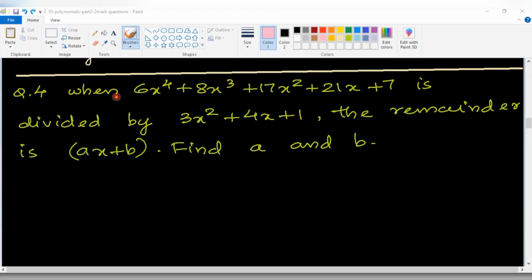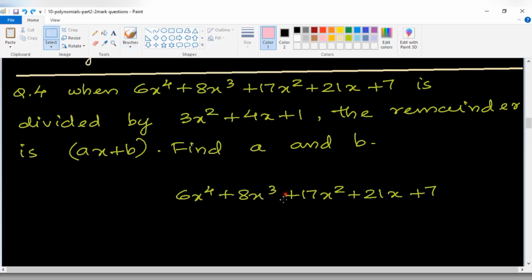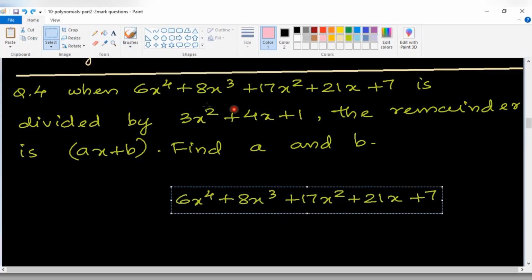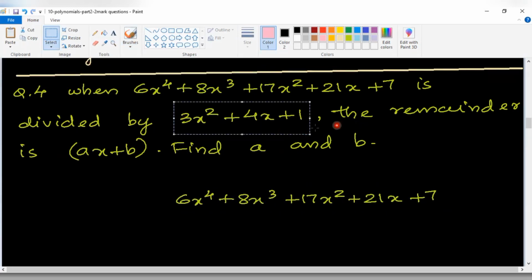This is our next question. When 6x raised to 4 plus 8x cubed plus 17x square plus 21x plus 7 is divided by 3x square plus 4x plus 1, the remainder is ax plus b. Then find a and b. So anyway, we have to divide it and find out the remainder, then compare and you'll get the values of a and b. So let us do the division first. So what we have to divide is this, and it should be divided by this polynomial.